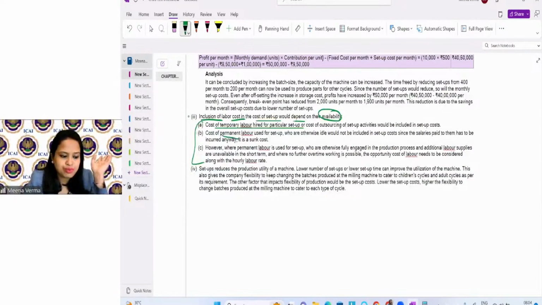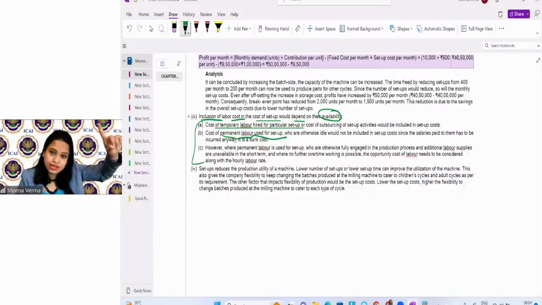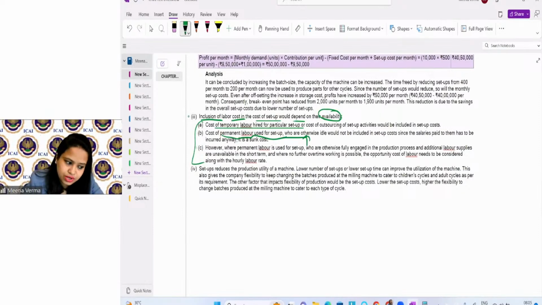Next, the cost of permanent labor used for setup. The labor who is actually producing the goods, who is engaged in production, that labor cost will be separate. Material and labor cost are the direct expenses or direct cost of the company. But when the same labor who was engaged in production is now doing the setup work, then you will see how much effort he is putting in here, and then you will find the cost accordingly.